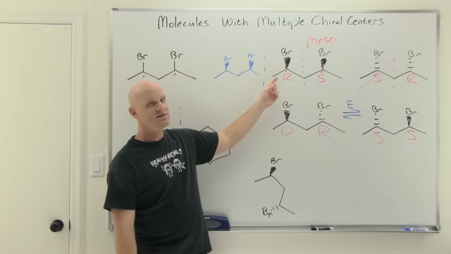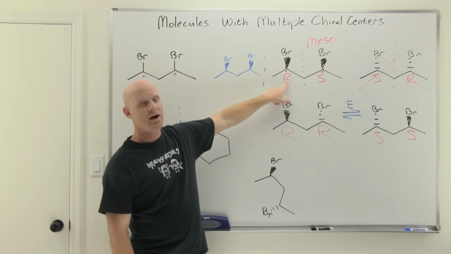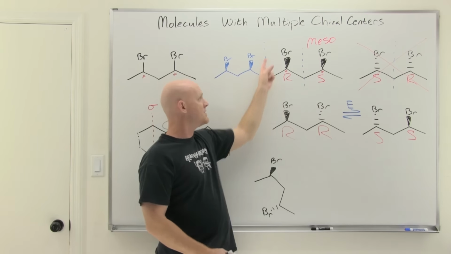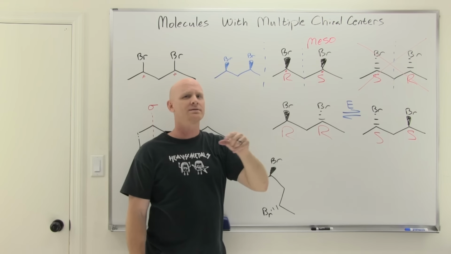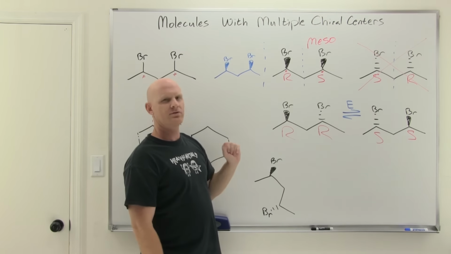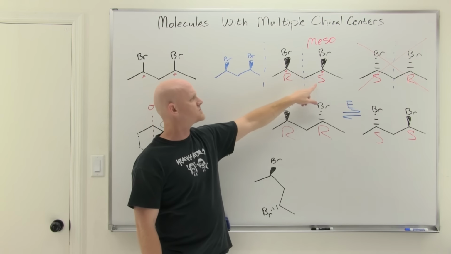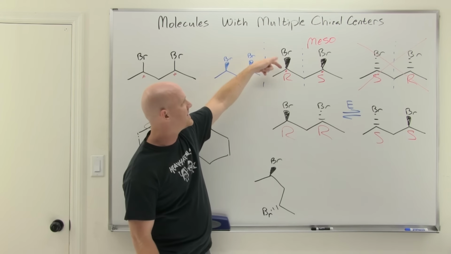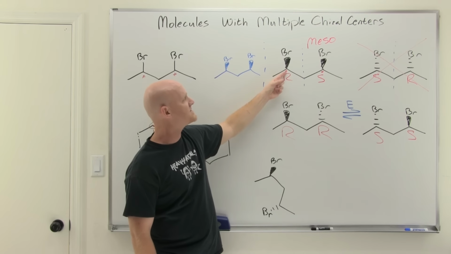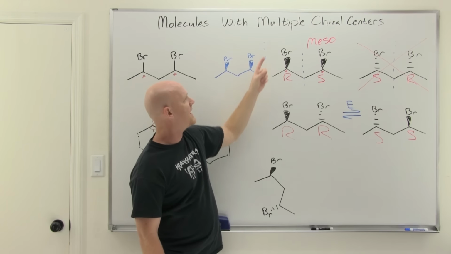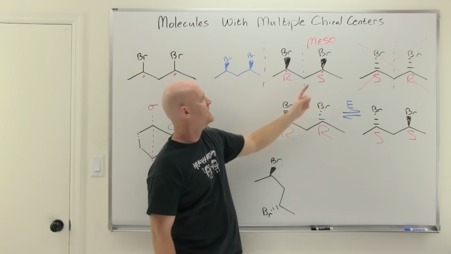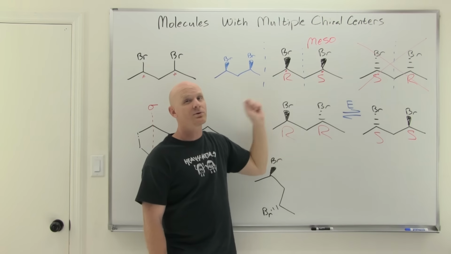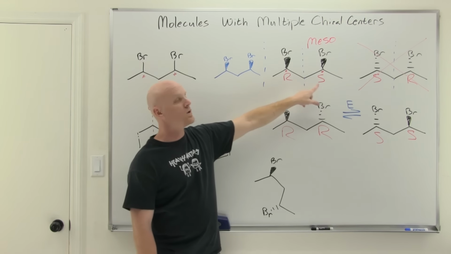Now, in this case, with the meso compound, it's a little bit crazy because does this chiral center rotate light? Yes, it does. Does this chiral center rotate light? Yes, it does. Does this molecule rotate light? No, it doesn't. So this chiral center rotates light, this one rotates light, the molecule doesn't rotate light. Well, the key again is realizing that you've got the same 4 different groups attached to this chiral center as this one. This one's got a bromine, a hydrogen, this methyl, and this half of the molecule. This guy's got a bromine, a hydrogen, this methyl, and then this half of the molecule. It's the same 4 different groups. But one of them's R and one of them's S.